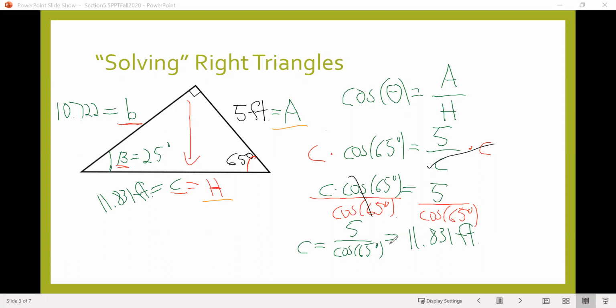Okay, and so now we've solved this right triangle. Again, we found the lengths of all missing sides and the measures of all missing angles.